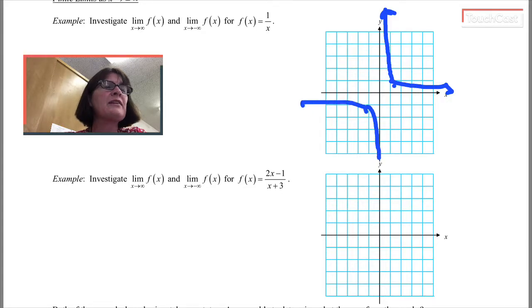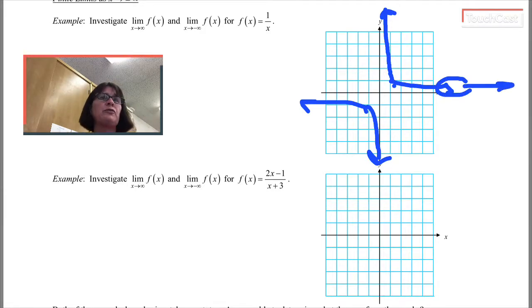So I've asked you to investigate what happens as x goes toward infinity, the limit as x goes toward infinity. What's happening to the y value? Well, the y value is getting closer and closer and closer to 0. So this limit equals 0. Is the graph ever going to touch a place where y equals 0? No, but that's where it's headed.